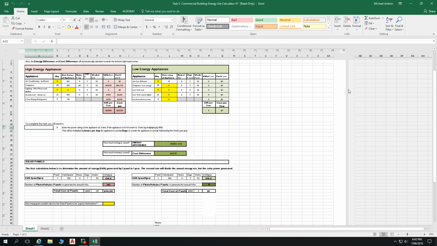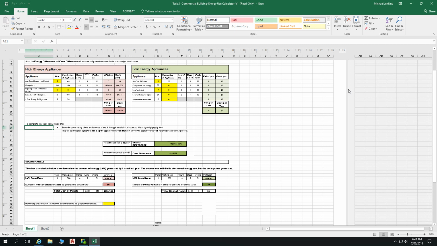Well, that's going to be fairly simple. That's going to be 60, and then that will tell us how many of those, so let's say 1200mm long fluorescent globes, we're going to need.